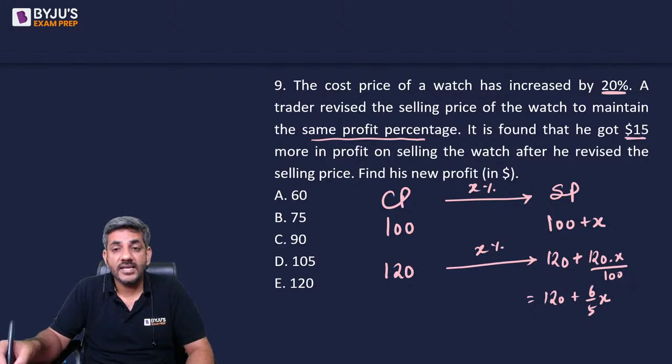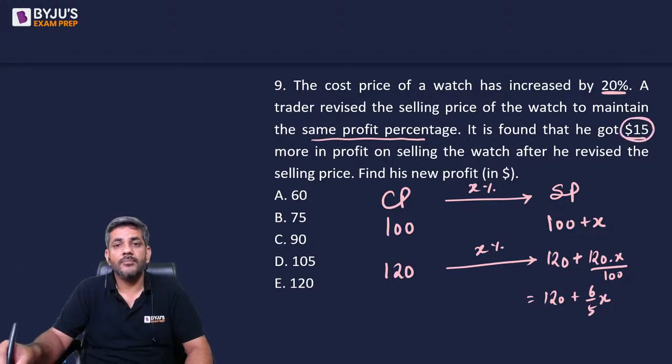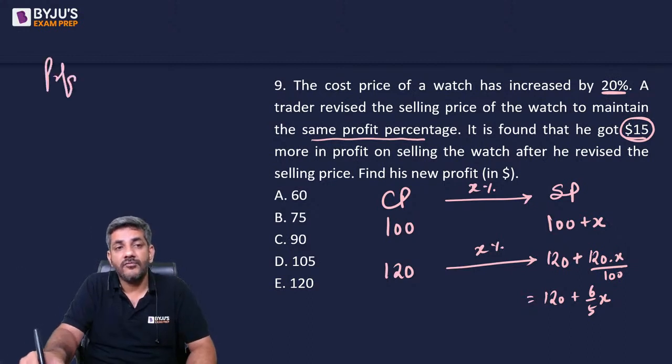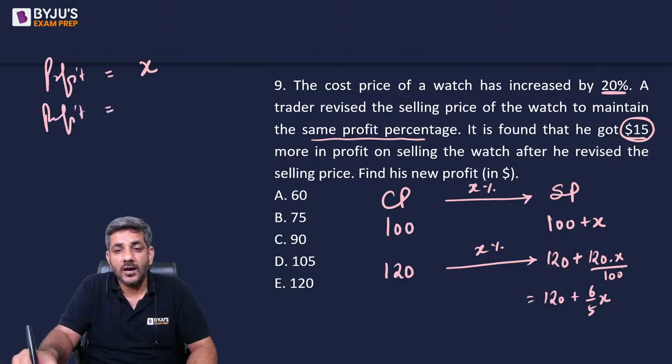Now the question is saying that with this new selling price, he got $15 more in profit on selling the watch. So his profit has increased by 15. What was his profit before? His profit before was X. What is his profit now? His profit now is 6 by 5 X. Question says the difference in the profits is equal to $15.